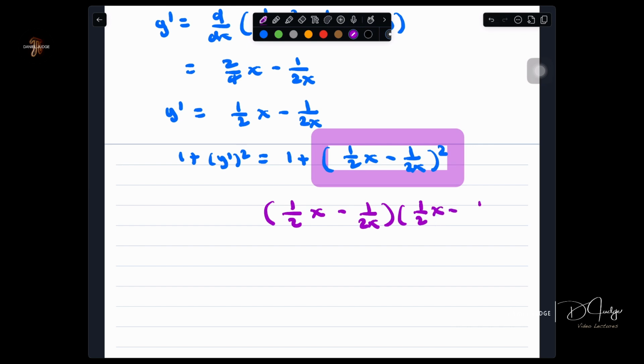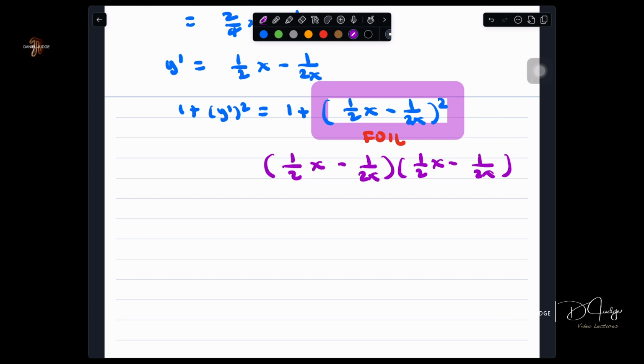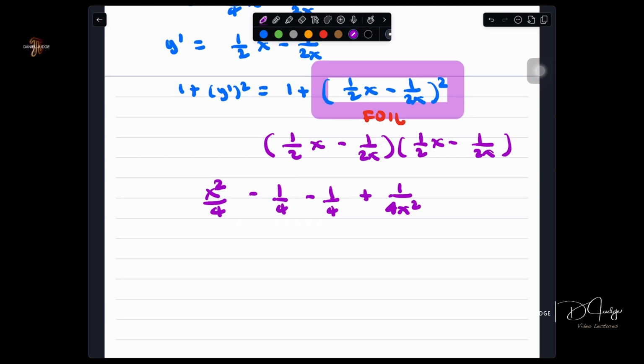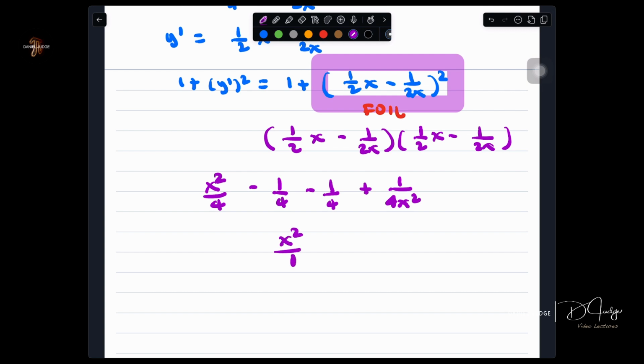Okay? When you use FOIL, it's going to become that case I wanted you guys to study and remember, because it does show up often. Meaning, by FOIL, you're going to get x squared over 4, first term, outer terms, minus 1/4, inner term, minus 1/4, last term, plus 1 over 4x squared. So you get x squared over 4 minus 1/2 plus 1 over 4x squared.